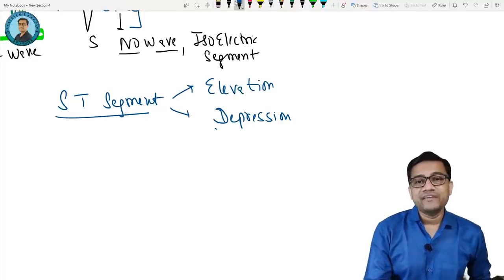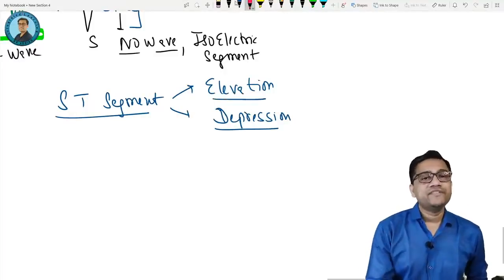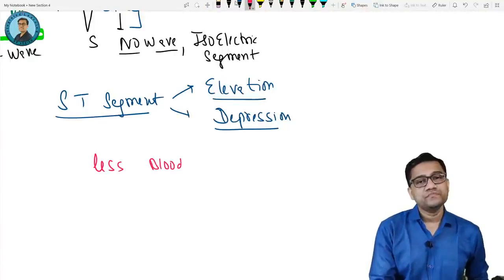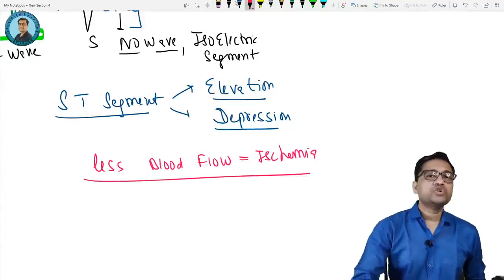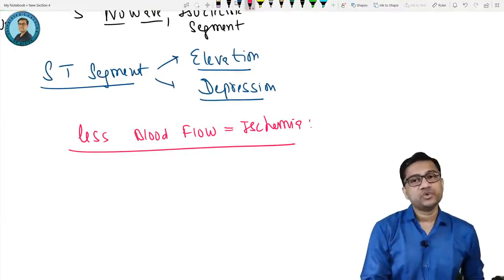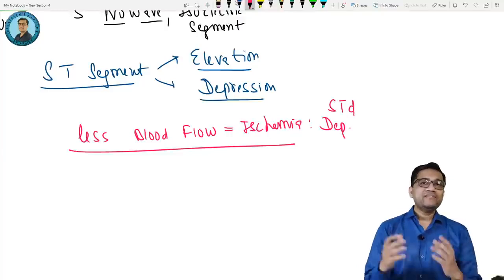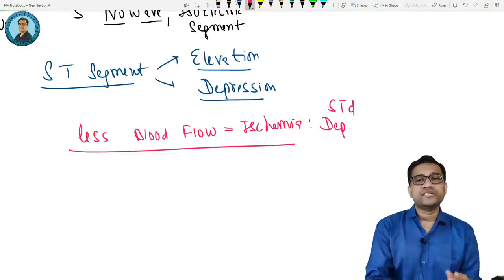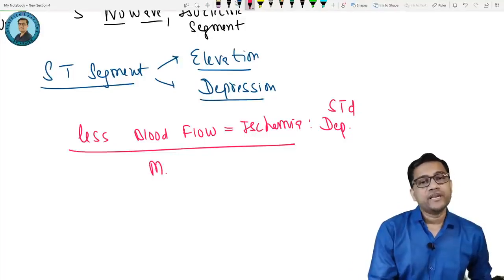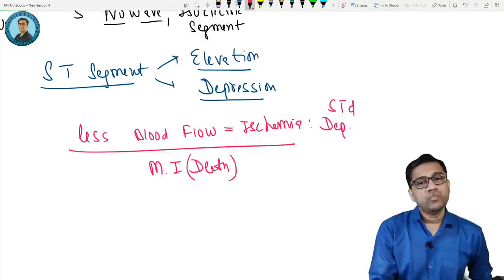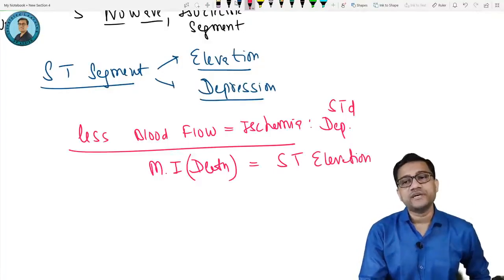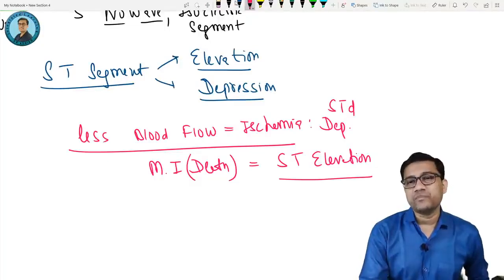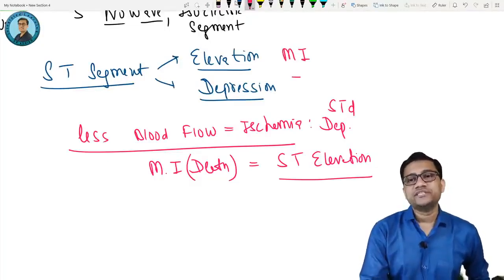Now remember, elevation, depression. How to remember? If there is less blood flow, that is ischemia. Most commonly, you will see depression. So it shows mainly ST depression, STD. And if there is death, what happens? It causes leakage of ions, etc., and elevation. In MI, myocardial infarction, there is death of the tissue. Most commonly, it shows ST elevation. There are exceptions also, like non-ST elevation MI. So remember this logic. Elevation is most likely MI, and this is just simple plain ischemia.